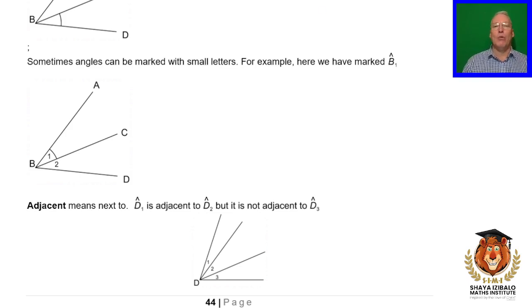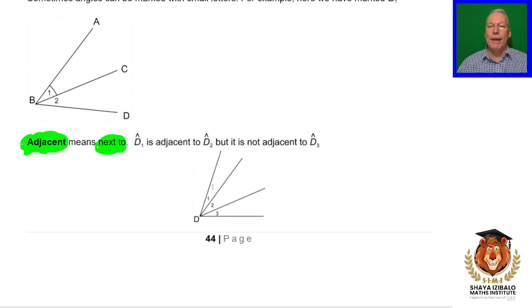All right, the next word that we're going to come up with is a word adjacent. And what adjacent means is next to. So here, D1 is adjacent to D2. Those angles are next to one another. D1 is not adjacent to D3. D3 and D2 are adjacent. So adjacent just means next to.